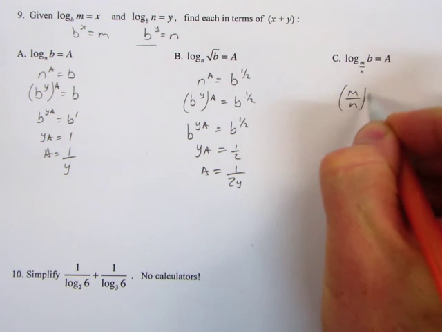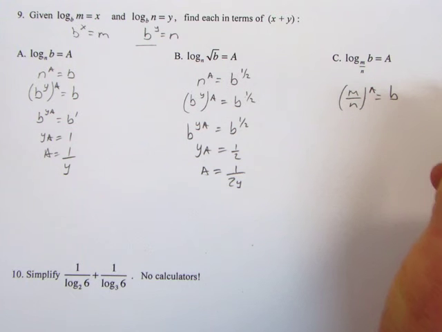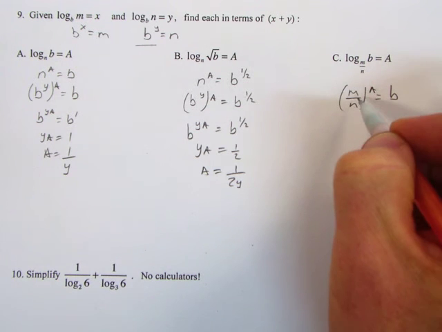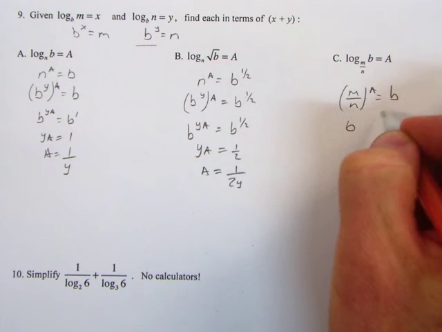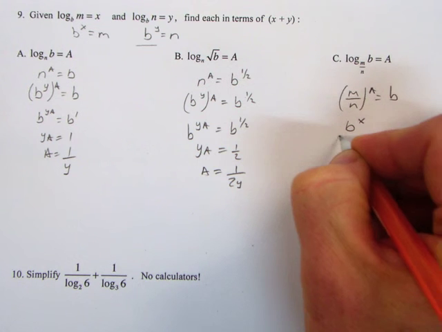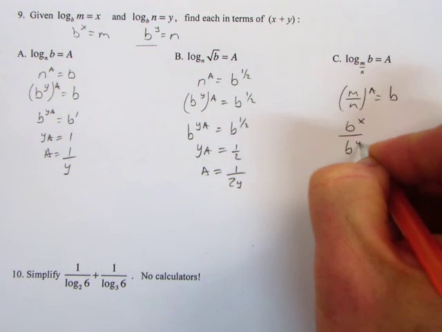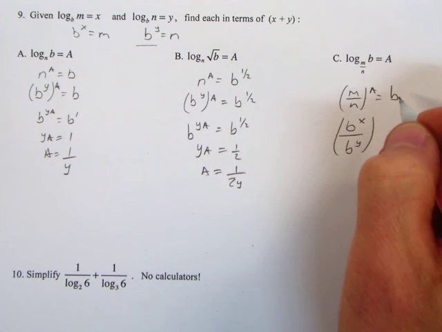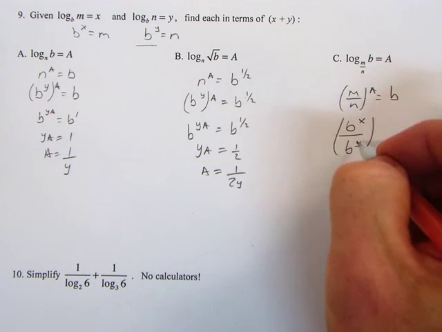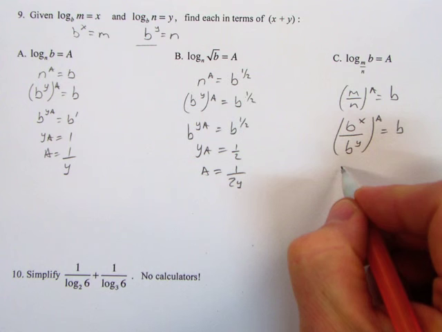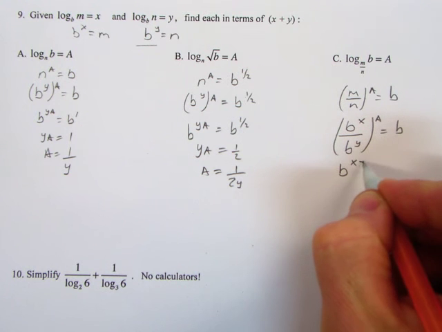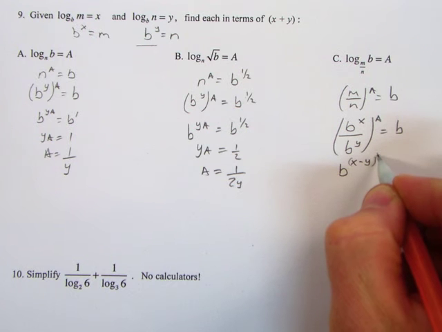M over n to the a equals b. Now what do you notice on this one? We have m and n, and we have m and n. So let's just substitute in, because we want to get the same base on both sides. Remember, we want one base on each side. So b to the x is m, and b to the y is n. Now we need to simplify this to get one base. This is b to the x minus y to the a.